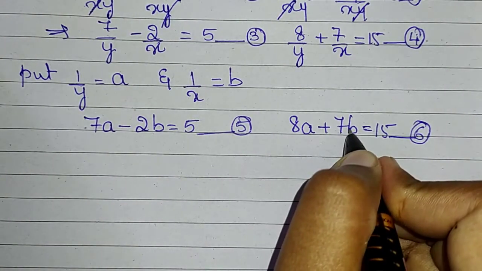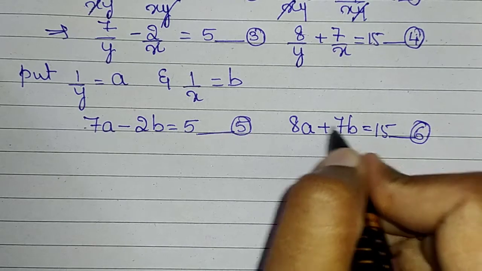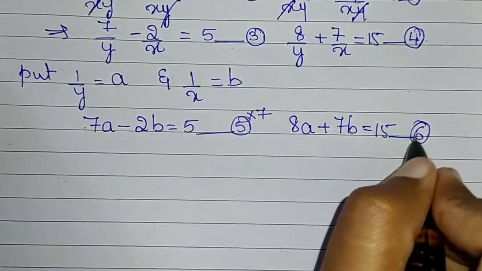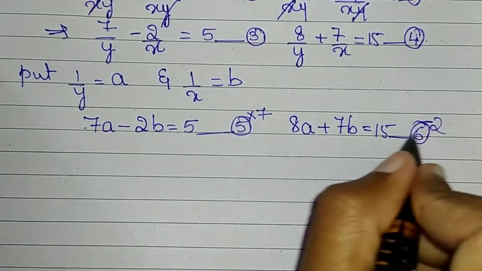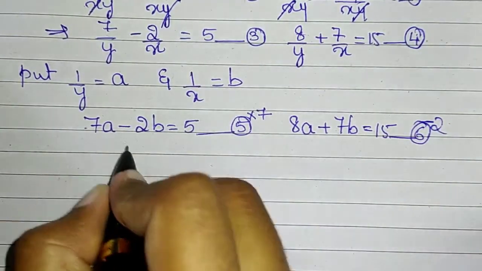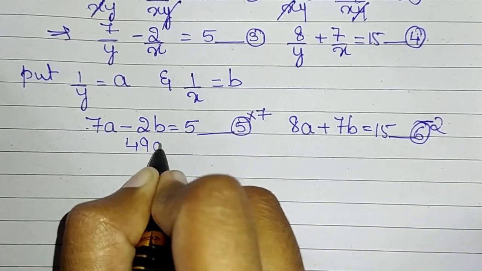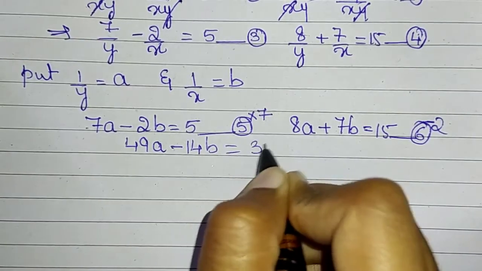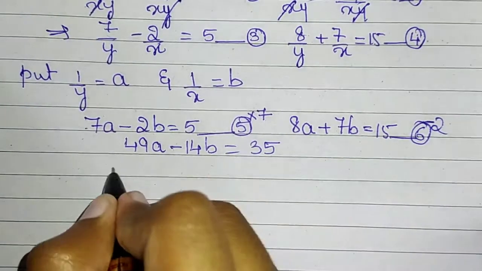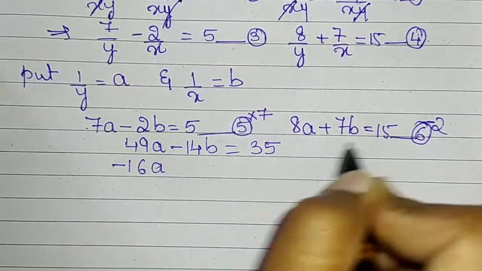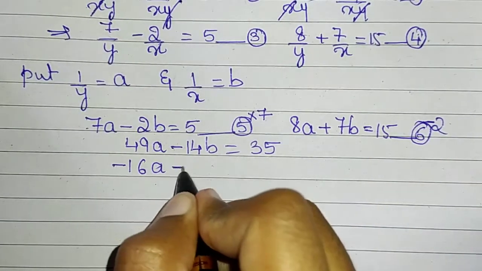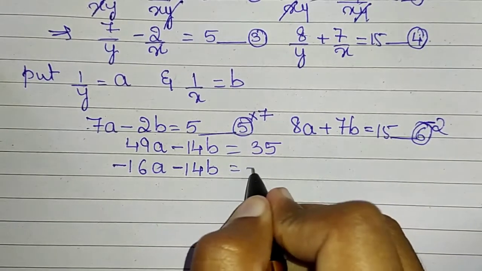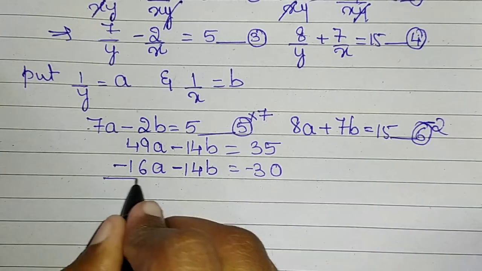So in the fifth equation, the coefficient of b is minus 2 and in the sixth equation it is 7. So multiply the fifth by 7 and the sixth by minus 2. We get 7 into 7, 49a, 7 into minus 2, minus 14b is equal to 35. And 8 into minus 2, minus 16a, minus 2 into plus 7, minus 14b, and minus 2 into 15, which is equal to minus 30.